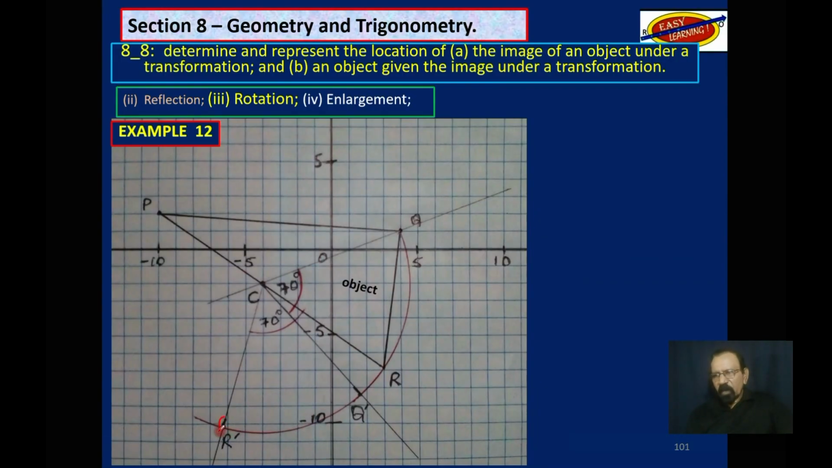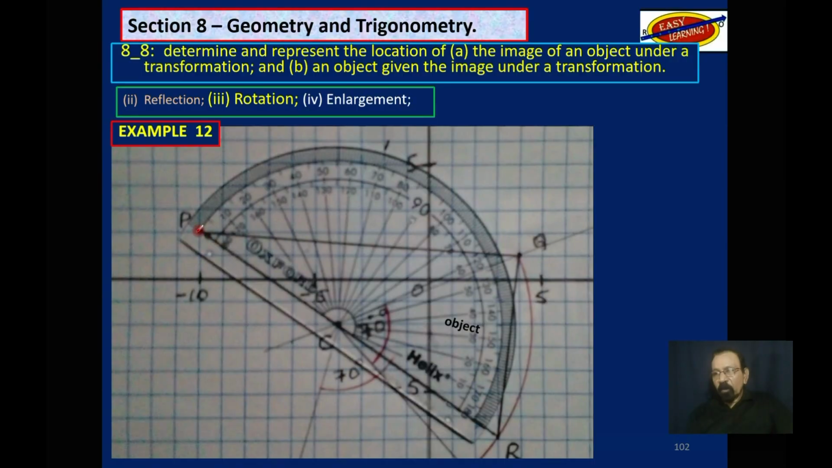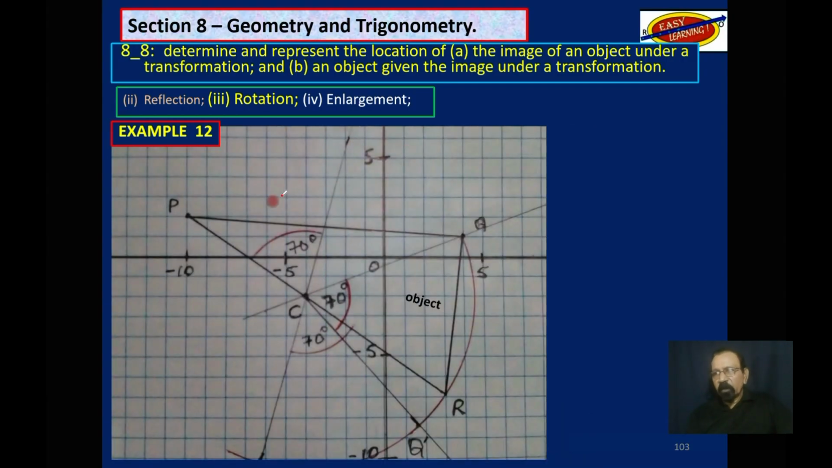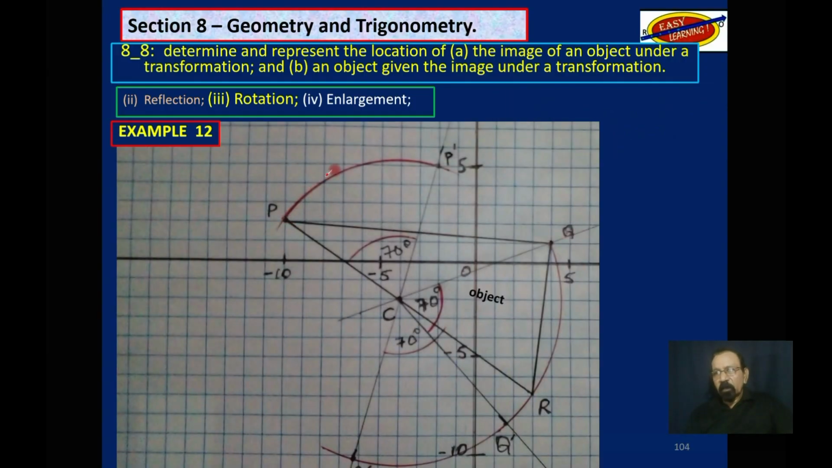And that gives us R prime. Now we need P prime. So now we place our protractor along P to the center of rotation, going clockwise 70 degrees, draw a line through there, and now we would have to draw an arc like that. Or you could just measure from here to there, that same measurement from here to there. From here, going around like that. This here is P prime.